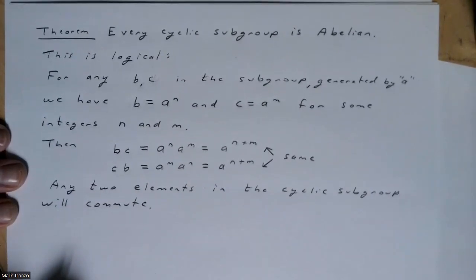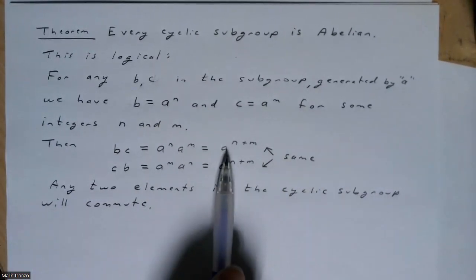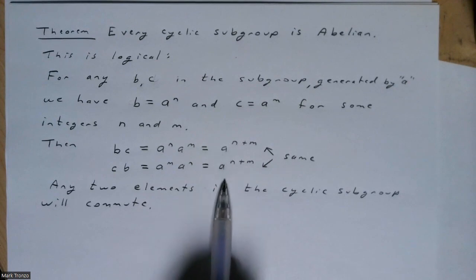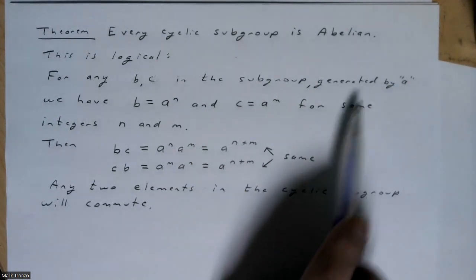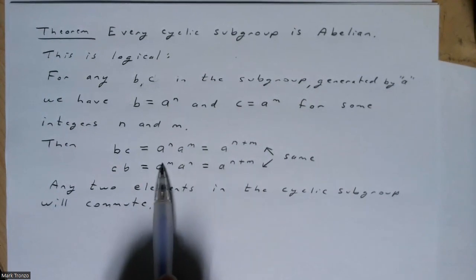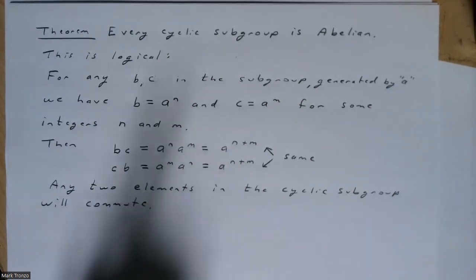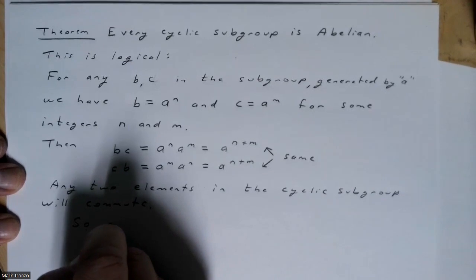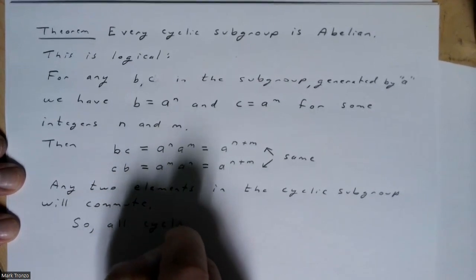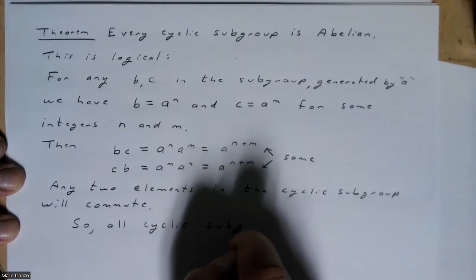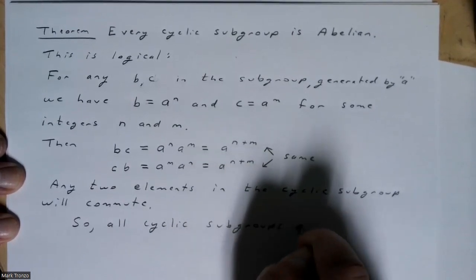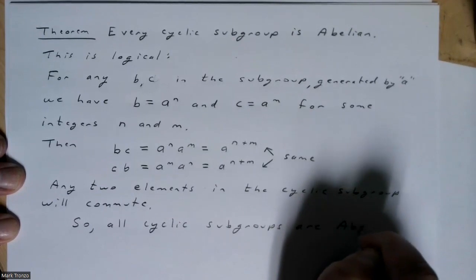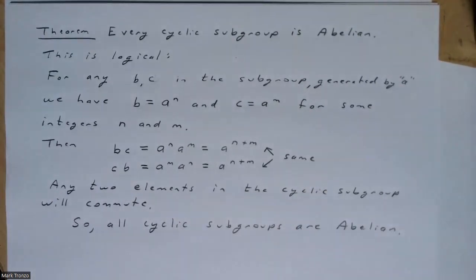And you can see why. It's basically because they're all generated by the same A for some A in the group. So the bases are always going to be the same, so they commute. So all cyclic subgroups are abelian. Again, remember, abelian means all the members in the group commute under the binary operation.